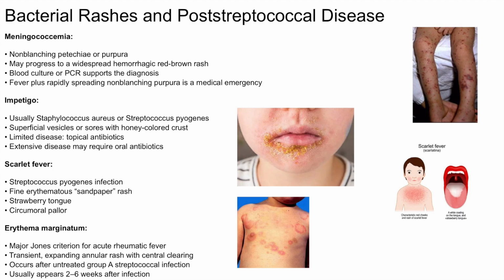It is a transient, expanding annular rash with central clearing that appears weeks after an untreated streptococcal infection, and it is one of the major Jones criteria for acute rheumatic fever and should prompt evaluation for associated carditis, migratory arthritis, chorea, or subcutaneous nodules.